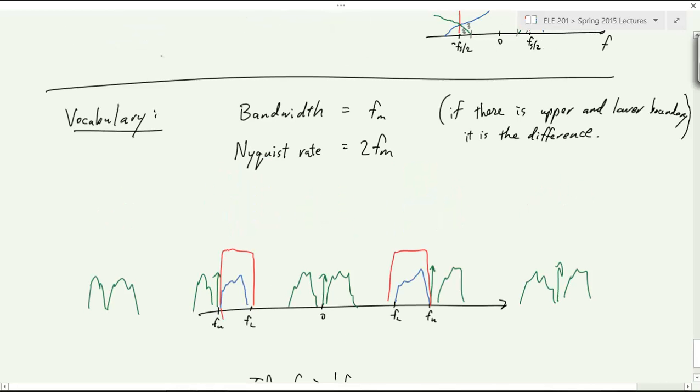Okay, thanks. Let me continue with this lecture. I had more to say and the class time ran out. So back to this notion of bandwidth and Nyquist rate.